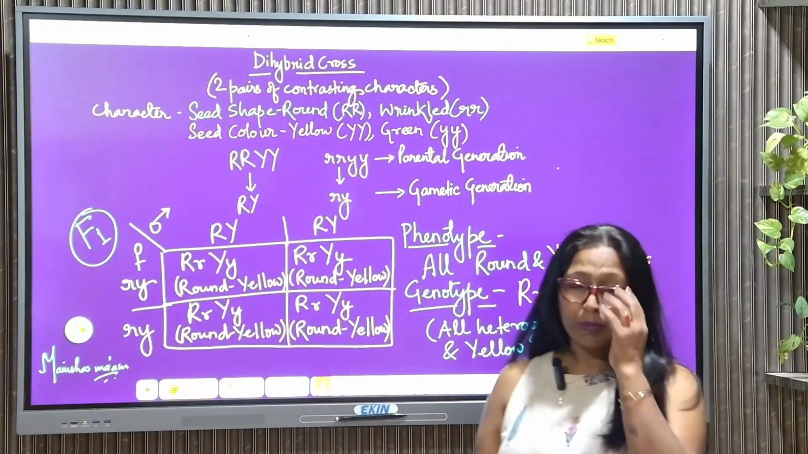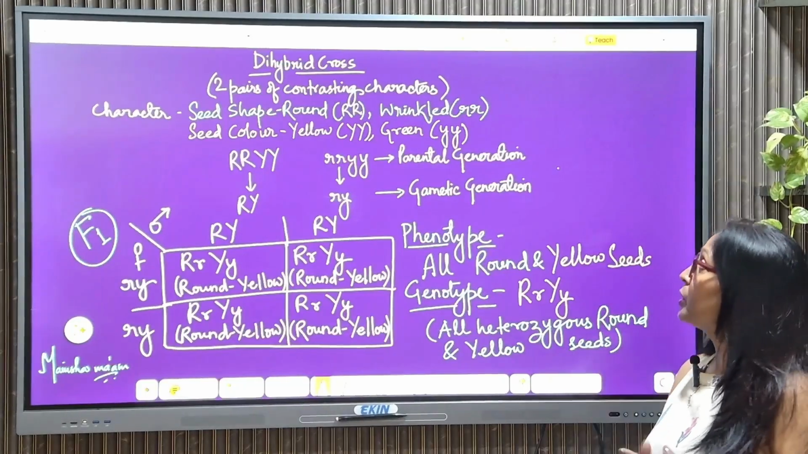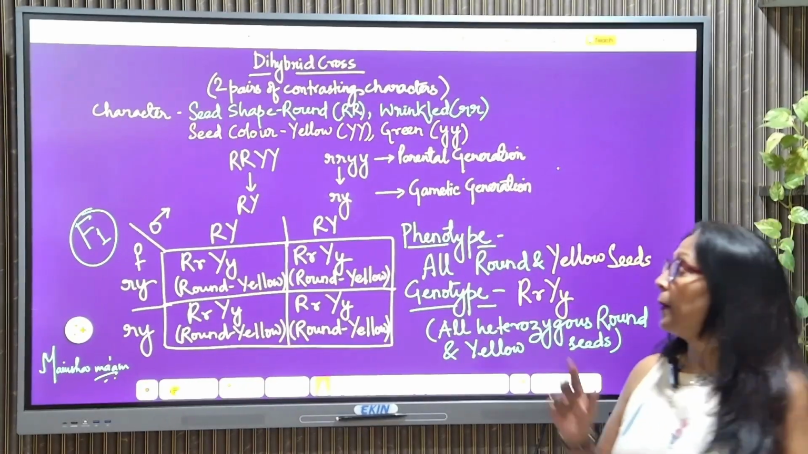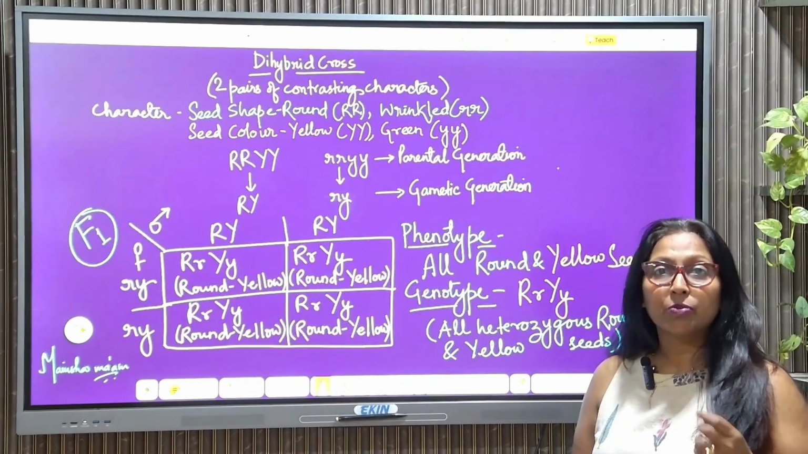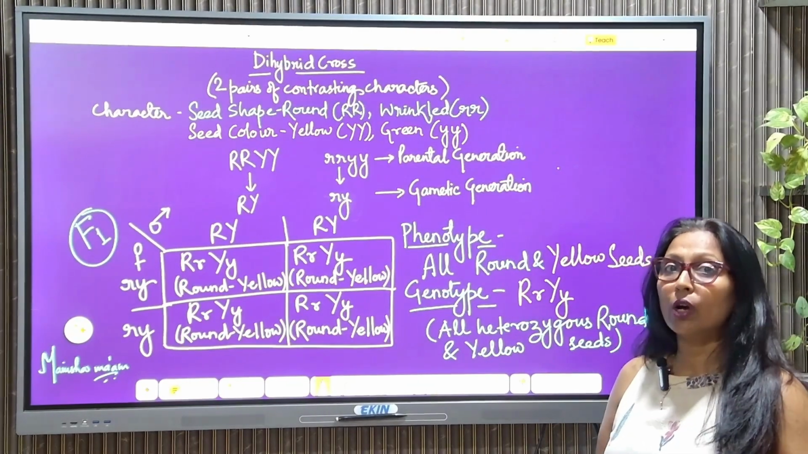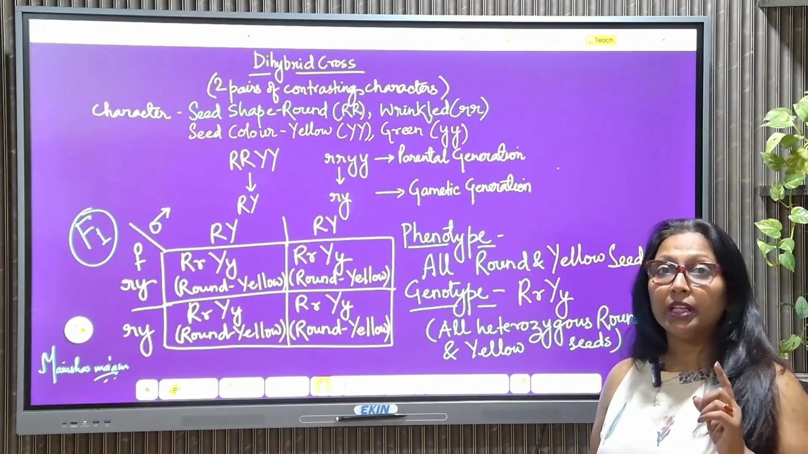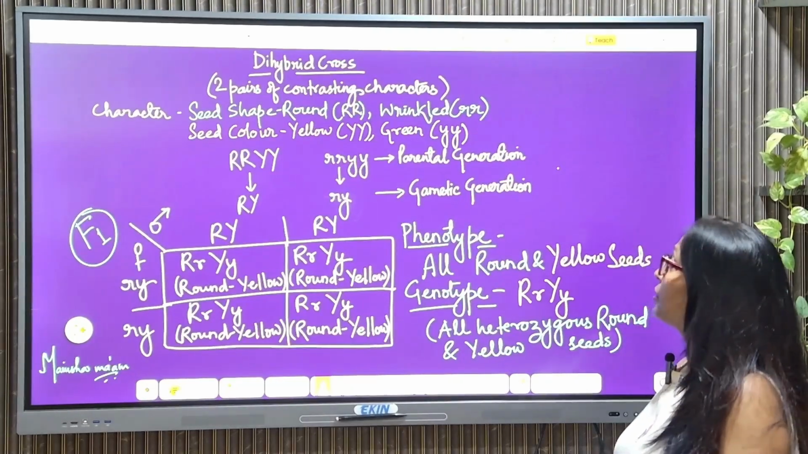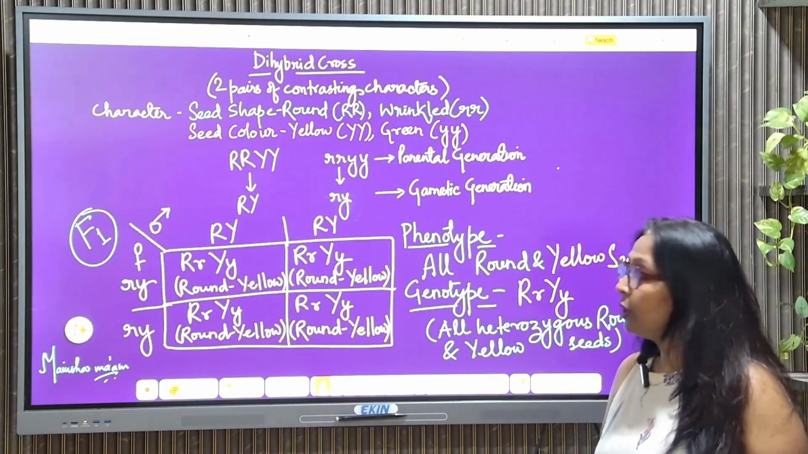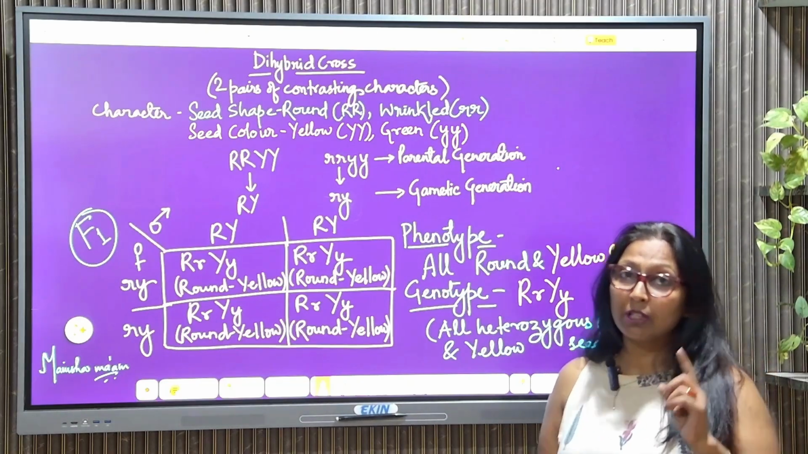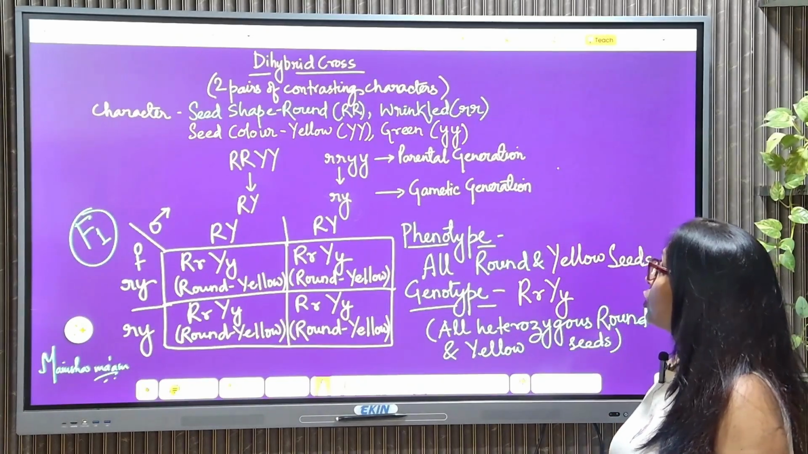Hello students, today we will be discussing dihybrid cross. A dihybrid cross talks about two pairs of contrasting characters. Here we have taken the seed shape and seed color for the pea plant, Pisum sativum, as studied by Gregor Mendel. Talking about the seed shape, the dominant character is round, capital R, and the recessive is wrinkled, small r. For the seed color, yellow is dominant, so we have considered capital Y to be the dominant one, and green, the recessive one, to be small y.